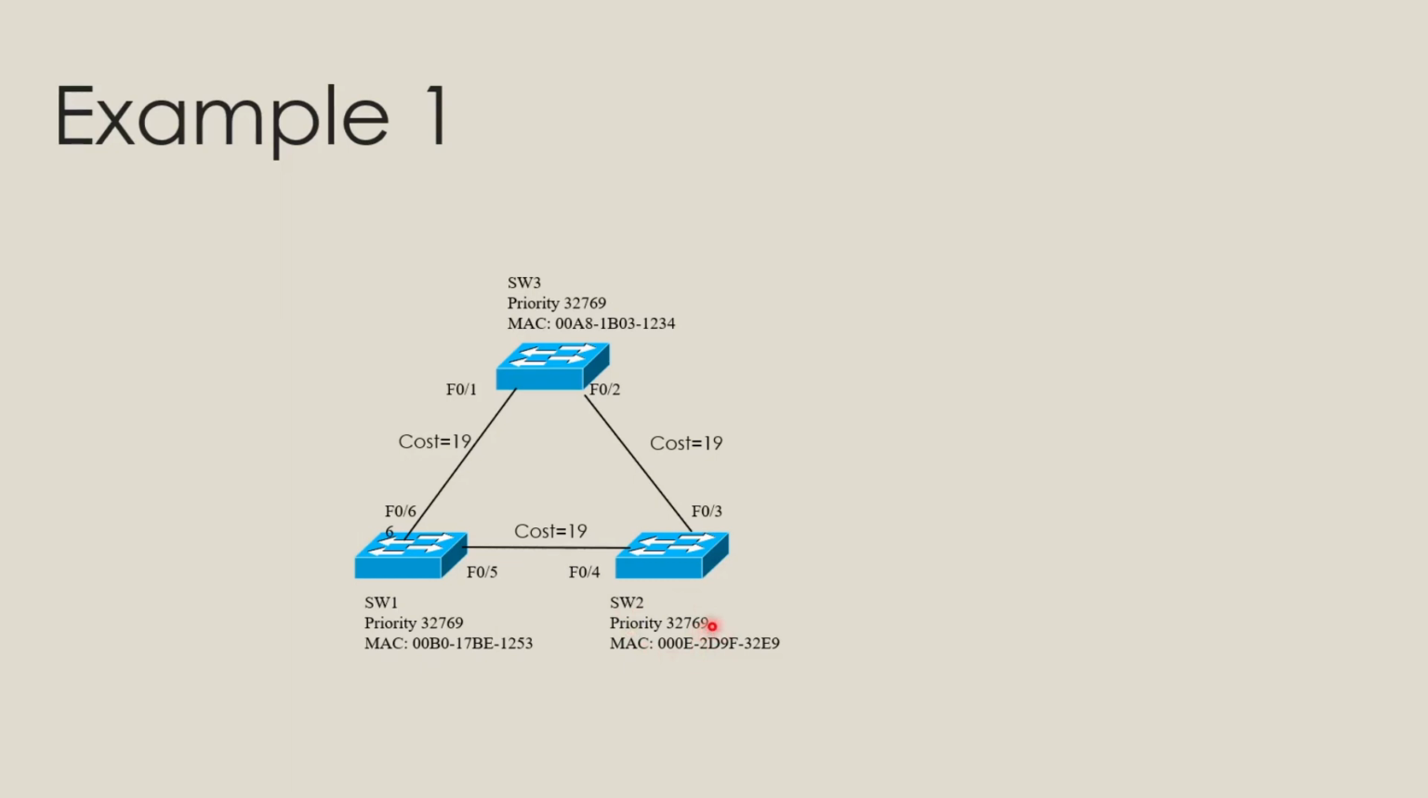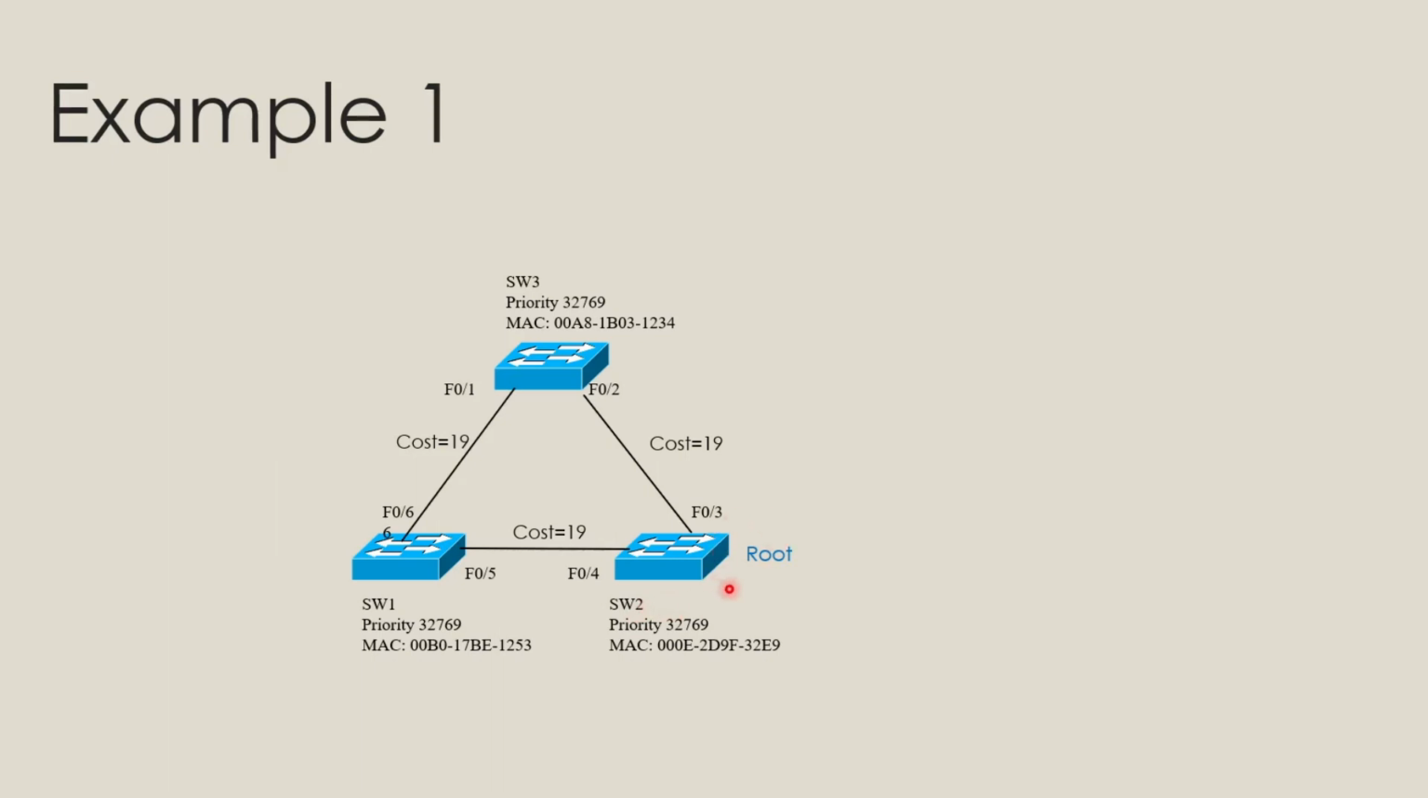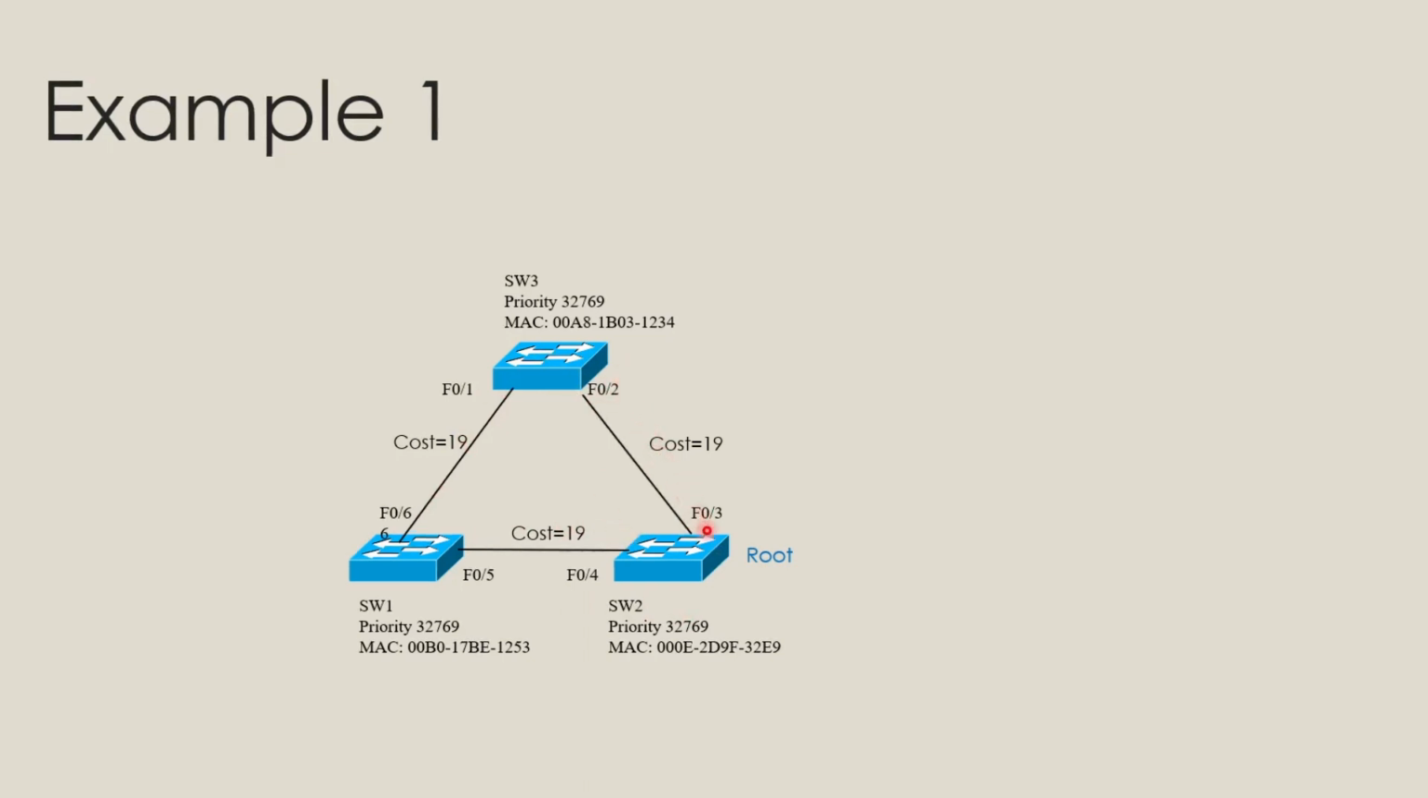Switch 2 has the lowest bridge ID because of the MAC address. After the root bridge is elected, the other non-root bridges, switch 1 and 3, will elect a root port. The root port is the port closest to the root bridge. For example, switch 3 has 2 ports to the root bridge. Port 2 is only 1 hop. The cost of this link is Fast Ethernet, cost equal to 19.